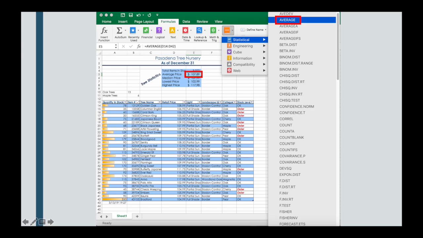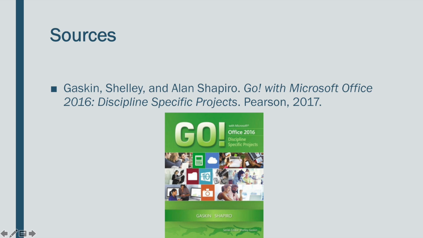And lastly, you use computing technology to draw conclusions efficiently and effectively, and you can see that for the average price you don't have to go in and add everything up and divide it. You just press a button and it does the average for you itself. And then lastly, here's just the textbook that I used that had the directions to the project.